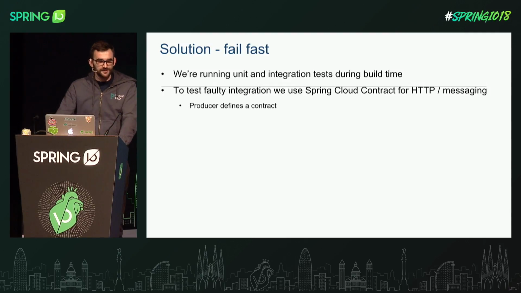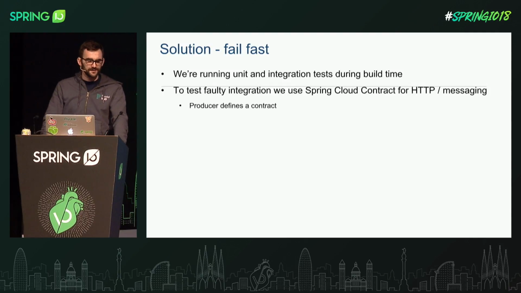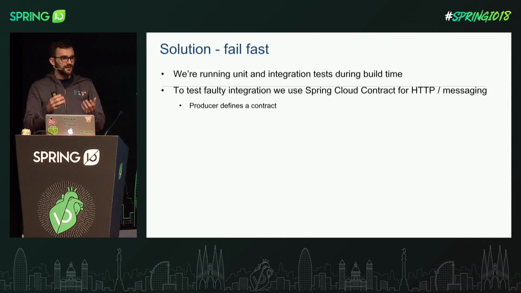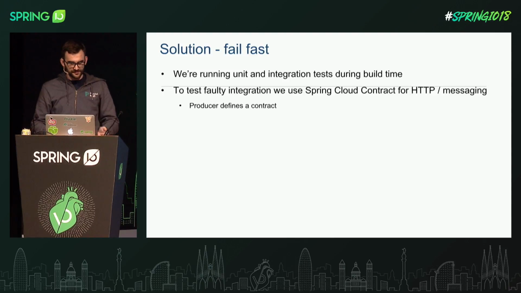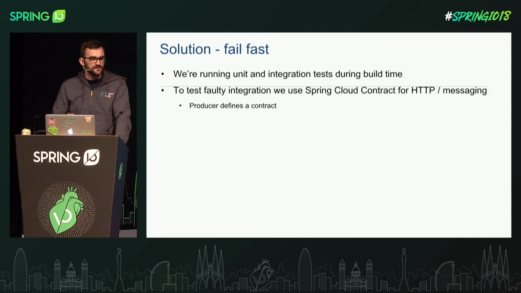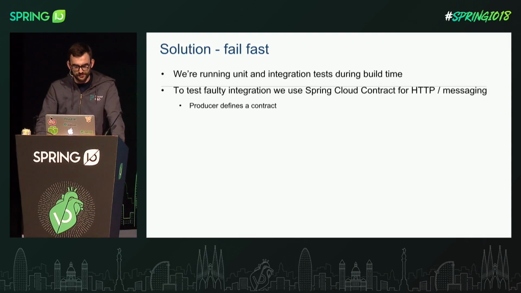So we have a producer and a consumer. A producer is a service that produces an API, like has a controller, or sends a message. And a consumer is the one that sends a request or listens for a message. So a producer defines a contract, where a contract is an agreement on how the API or the message should look.